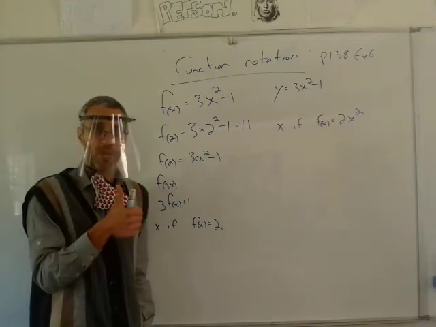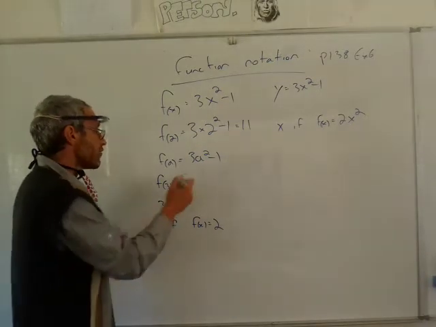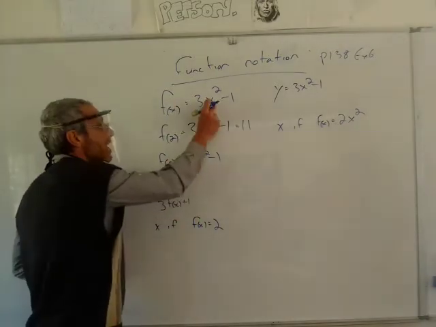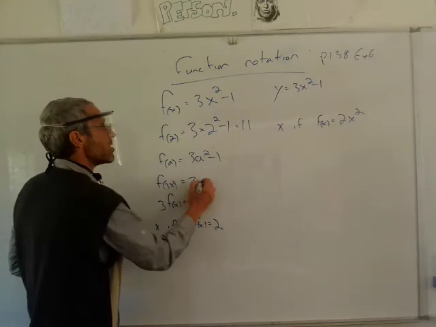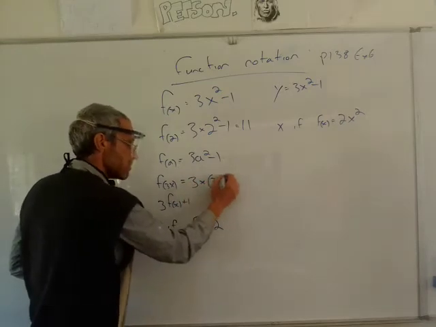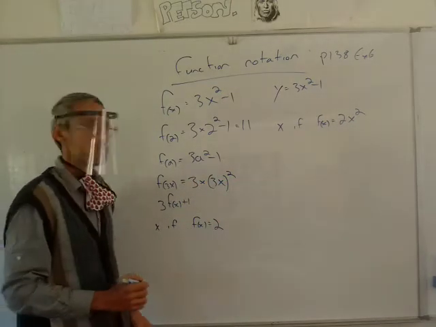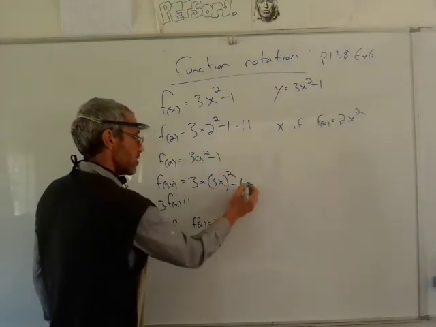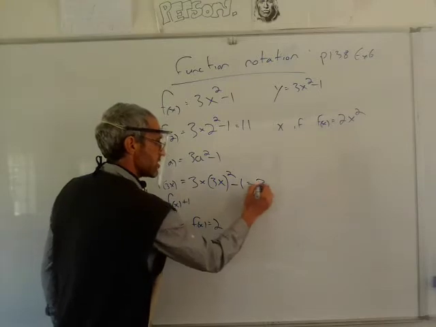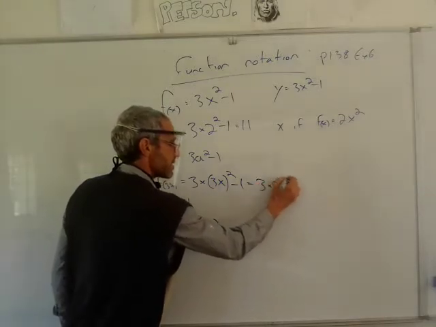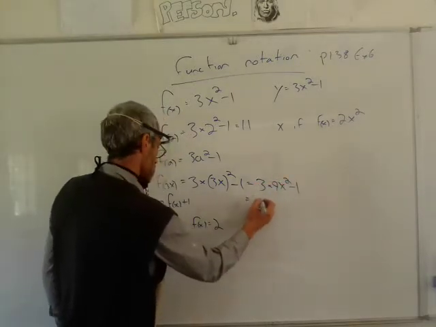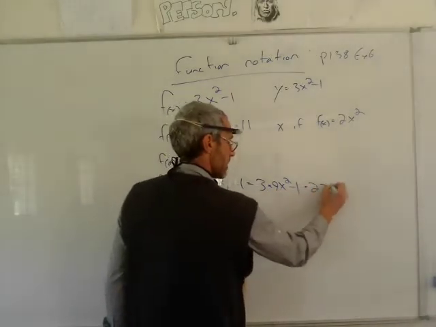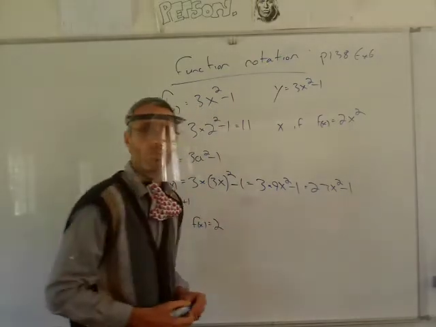Okay, cool. F of 3x, so this is a little bit confusing, but the same thing. Instead of x now, we're going to write 3x. So it's going to be 3 times 3x, and we must square that. Just like we squared the 2, we squared the 3x, minus 1. We're going to be a little bit careful here, so it's 3 times 9x squared minus 1, which is equal to 27x squared minus 1.